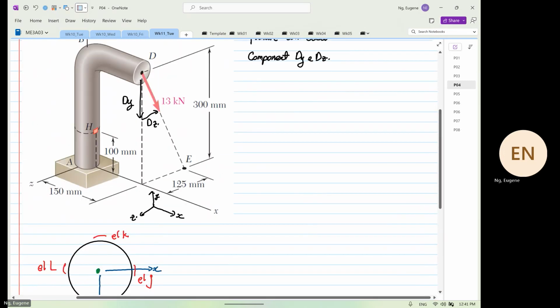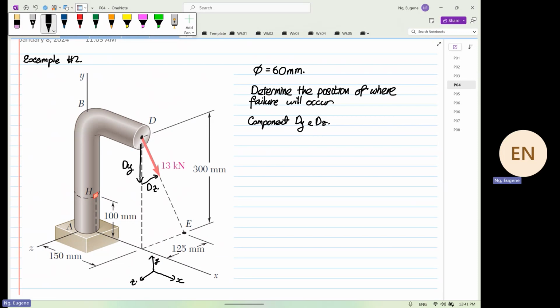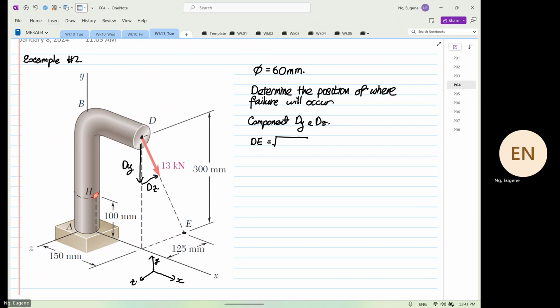There are different ways that you can calculate dy. I'm going to calculate the distance dE first. So dE is equal to the square root of 0.3 squared plus 0.125 squared. I'm using similar triangles for this. You can use angle, the answer will be absolutely the same. So this is equal to 0.325.